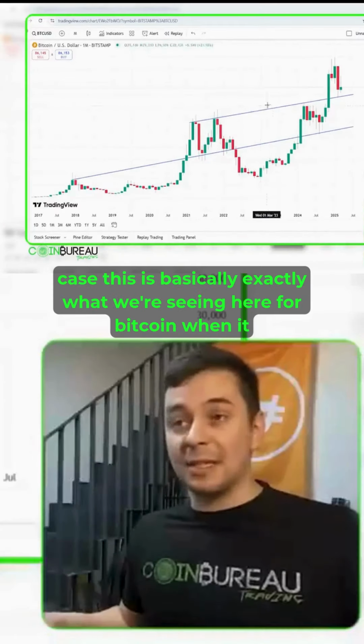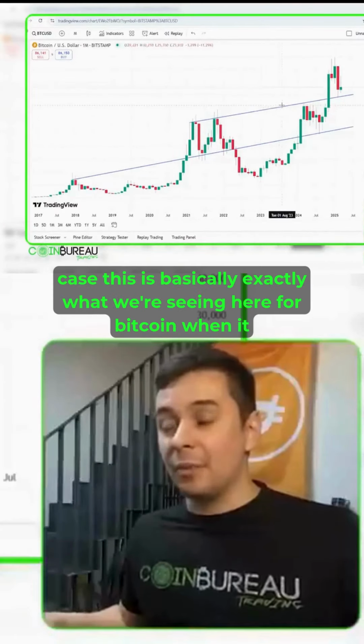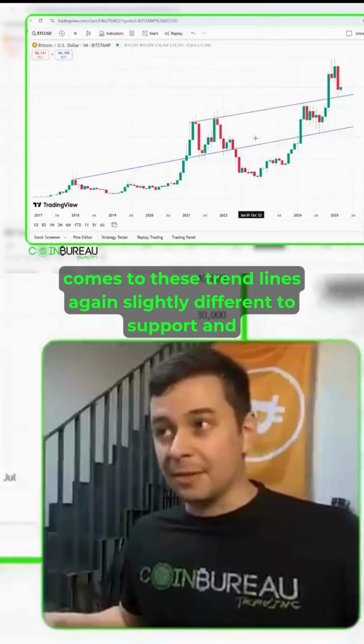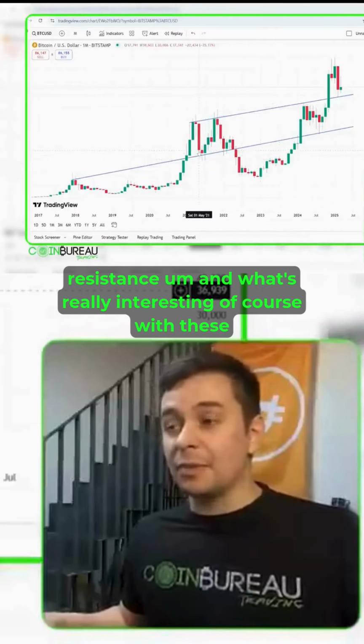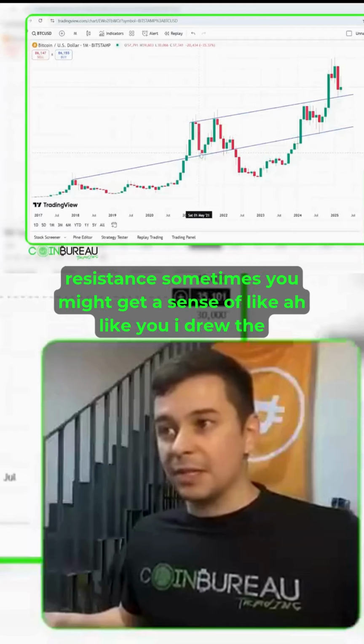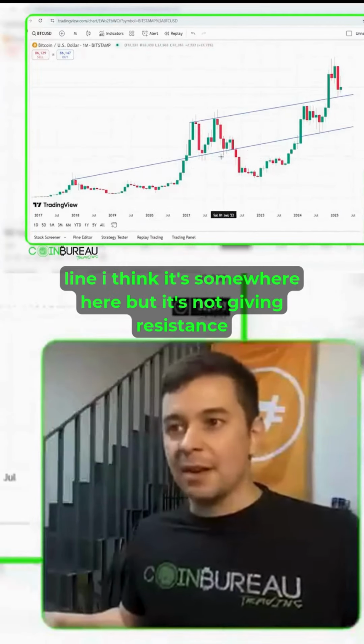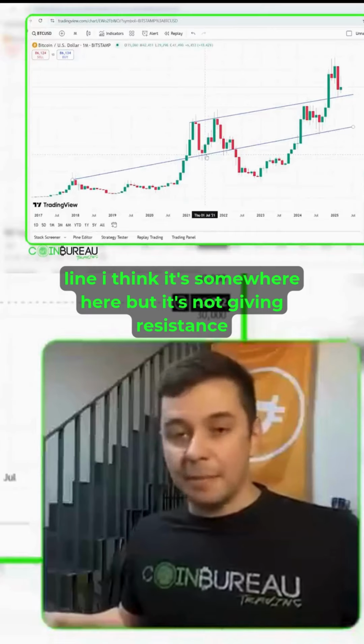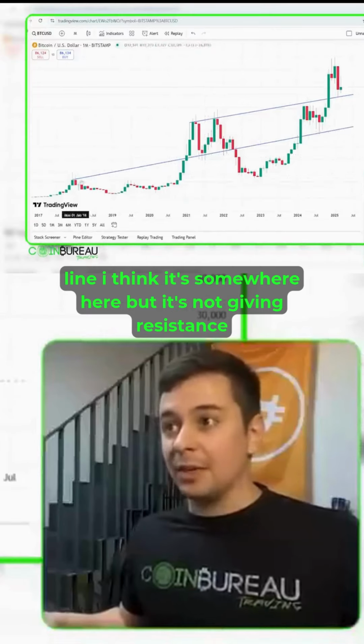So in this case, this is basically exactly what we're seeing here for Bitcoin when it comes to these trend lines. Again, slightly different to support and resistance. And what's really interesting with these trend lines is that when you're drawing just basic support and resistance, sometimes you might get a sense of, I drew the line, I think it's somewhere here, but it's not giving me a very clear picture. And this is where trend lines can really come in handy.